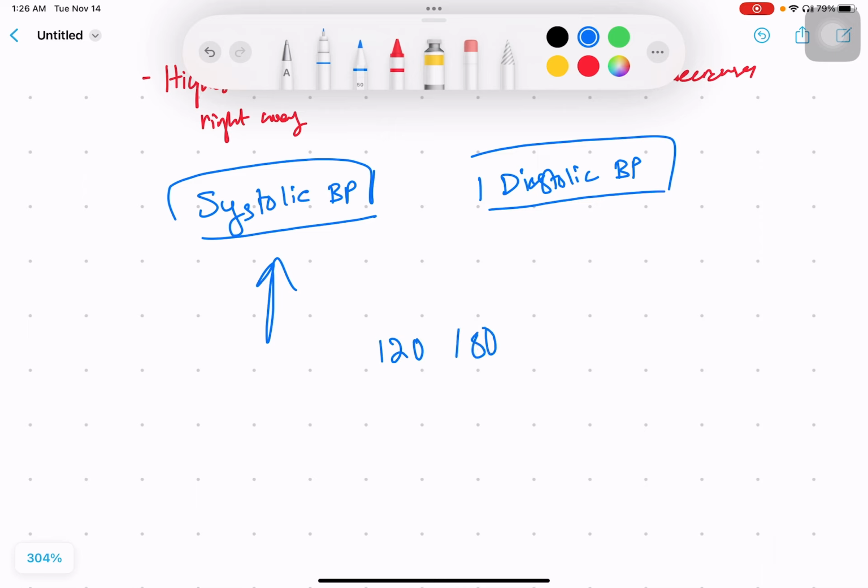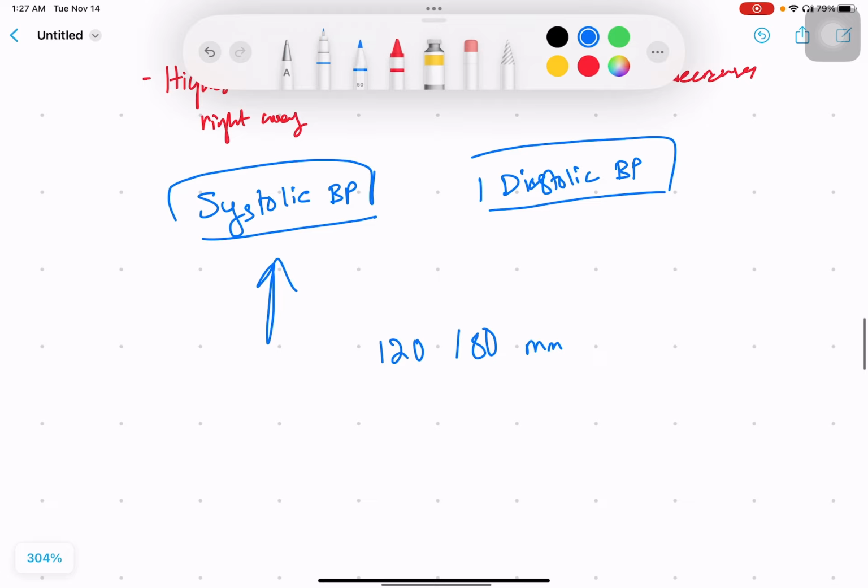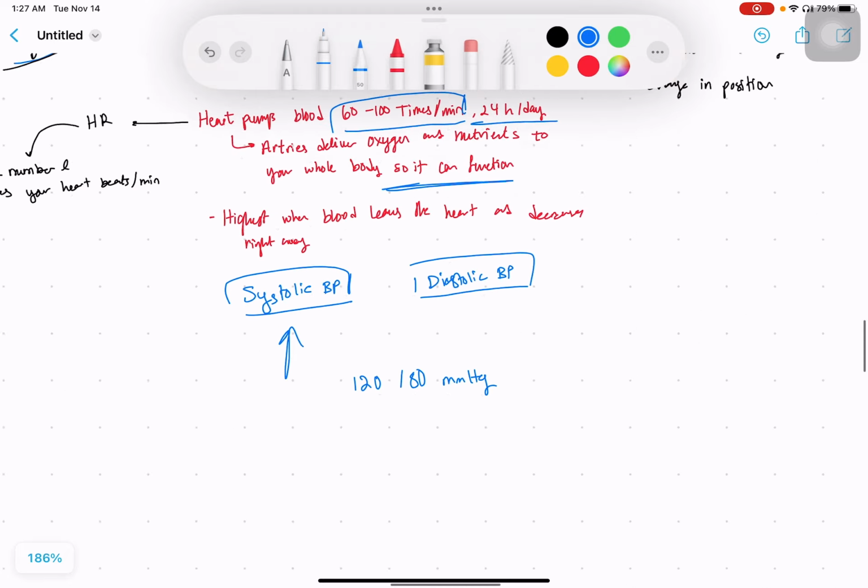So 120 represents the systolic blood pressure, when the heart pumps, so we have greater pressure, and then when it relaxes, that's the diastolic, so that means we have less pressure. And this is measured in millimeters of mercury, millimeters of mercury.